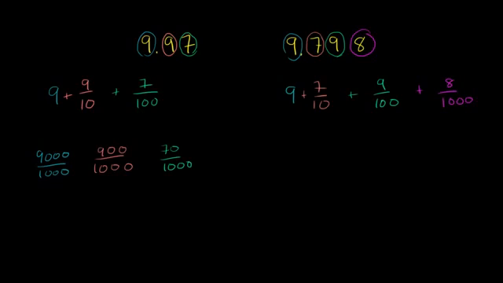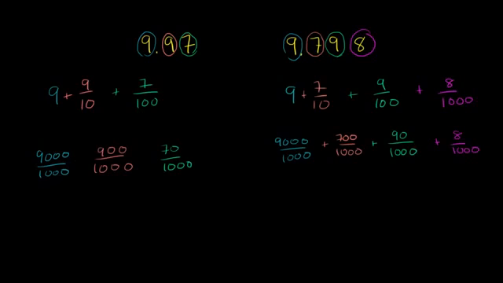And let's do that over here. Once again, 9 is 9,000 over 1,000. And then plus 700 over 1,000, plus 90 over 1,000. Just multiply the numerator and denominator by 10. Plus 8 over 1,000.